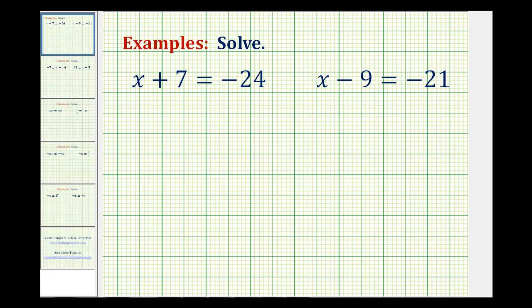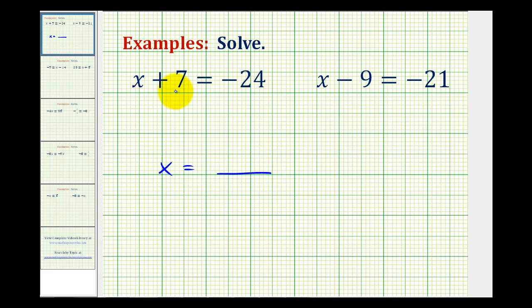We want to solve the following one-step equations. We've already solved one-step equations using whole numbers, but now we'll be using integers. But the steps are going to be exactly the same. The goal of solving a linear equation is to isolate the variable on one side of the equation. So for x plus 7 equals negative 24, our goal is to manipulate the equation so it's in the form of x equals some number.